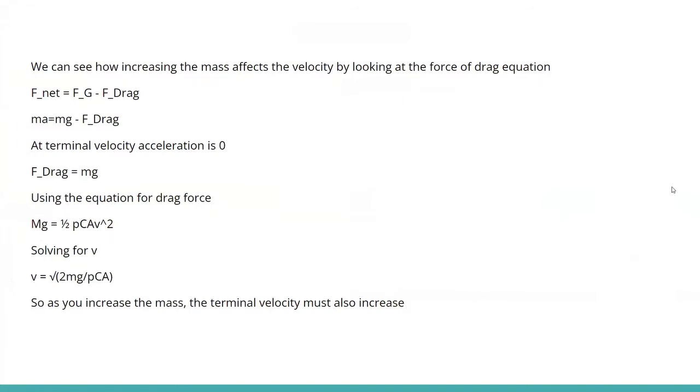If you set the net force equal to the weight force minus the drag force, and you know that at terminal velocity acceleration is 0, then the force of drag is equal to the weight force, and using the equation for drag force, you get that the weight force is equal to that equation, and solving for velocity, you get that. And as you can see, as you increase mass in the numerator, the whole thing is going to increase, and so is velocity. And with the velocity increase, you will get a higher drag force.